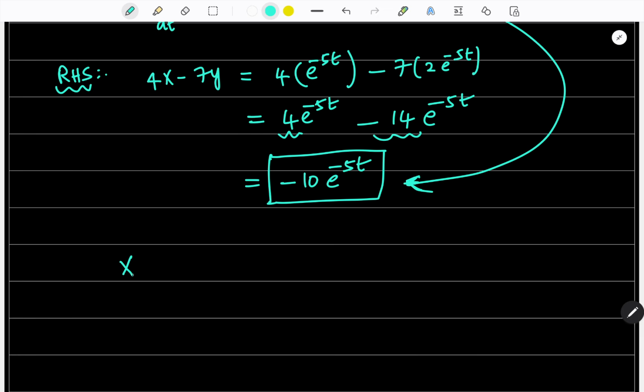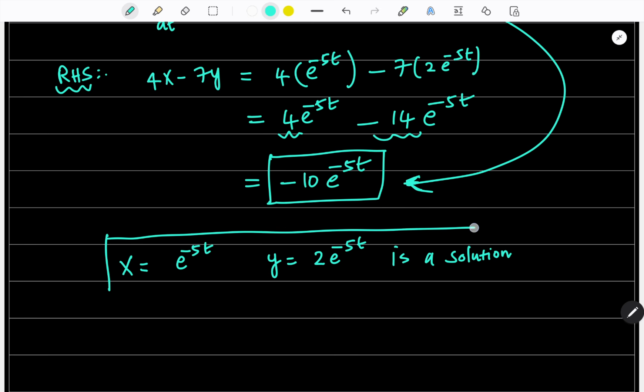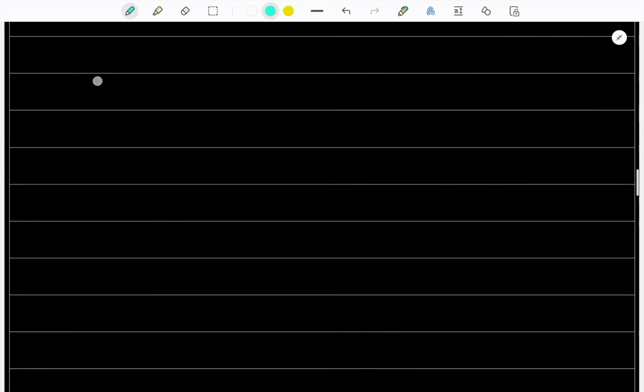So we can say that x equals e power minus 5t and y equals 2 e power minus 5t. Yes, x is this, y is this, is a solution for the system of equations. Clear, everybody? So this is how to verify the vector x is a solution for the given linear system, or you can say homogeneous linear system also, no problem, right?